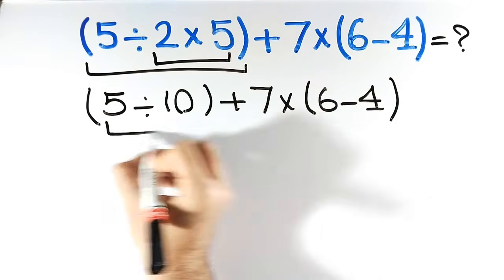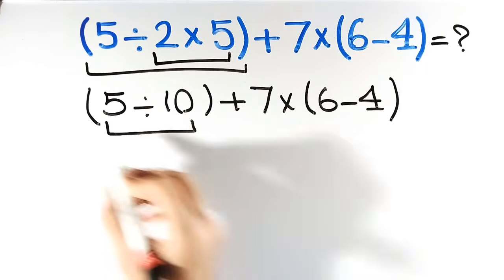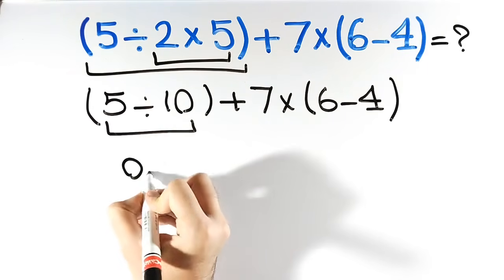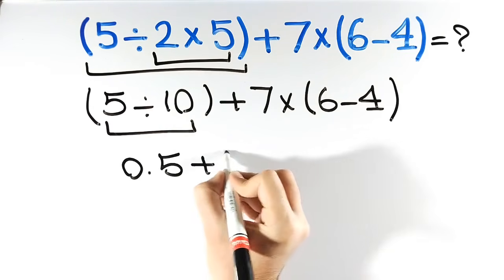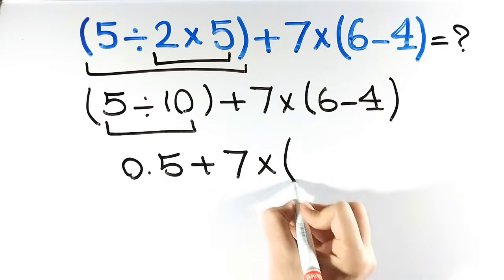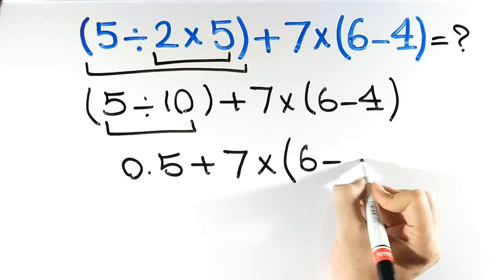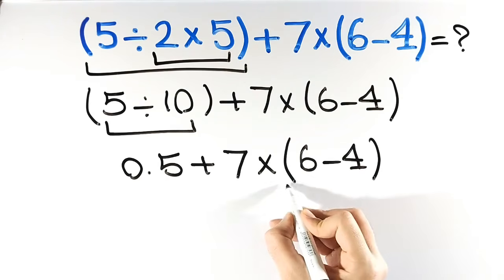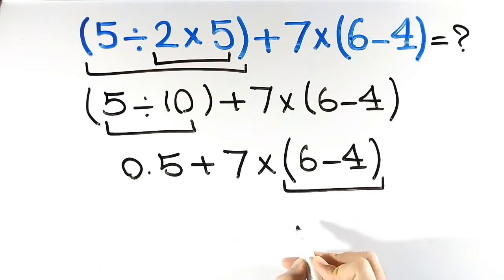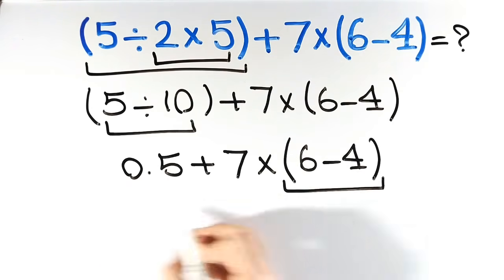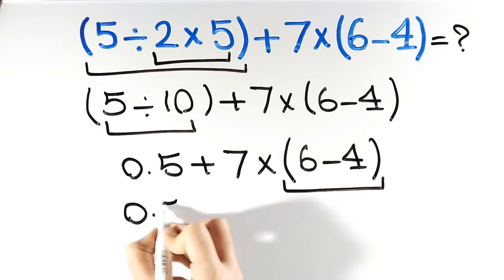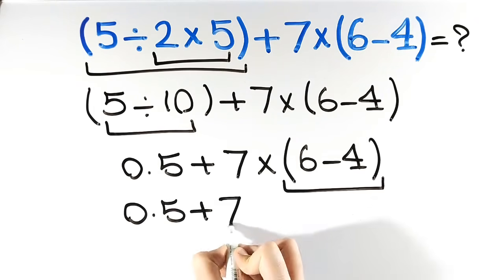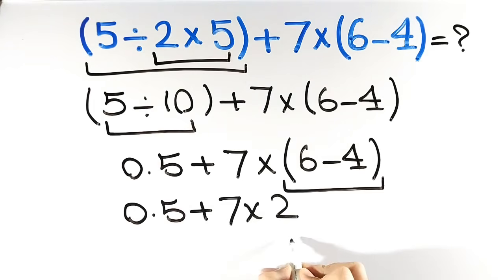Then they go for the division between 5 and 10 and write this expression as 0.5 plus 7 multiplied by open parentheses 6 minus 4 close parentheses. And the next step, they go to the expression inside the second parenthesis. And instead of this expression, they write 0.5 plus 7 multiplied by 2.